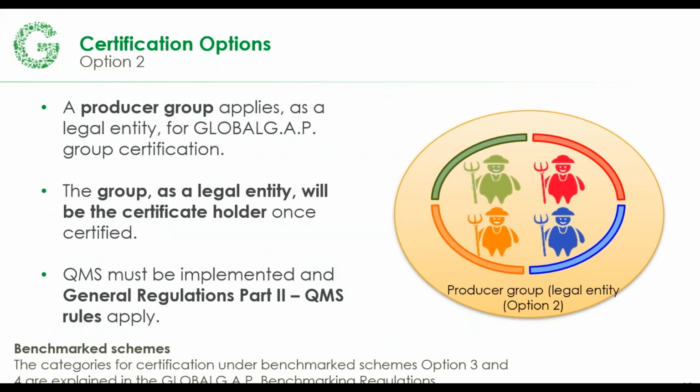But focusing today our presentation on group certification, so we call this option 2. This is when a producer group applies as a legal entity for GLOBALG.A.P. group certification. So the group would be the certificate holder, and the group would be operating a quality management system. The group applicants, all of those individual producers, would all have to adhere to GLOBALG.A.P. general regulations, but the group would be the certificate holder.